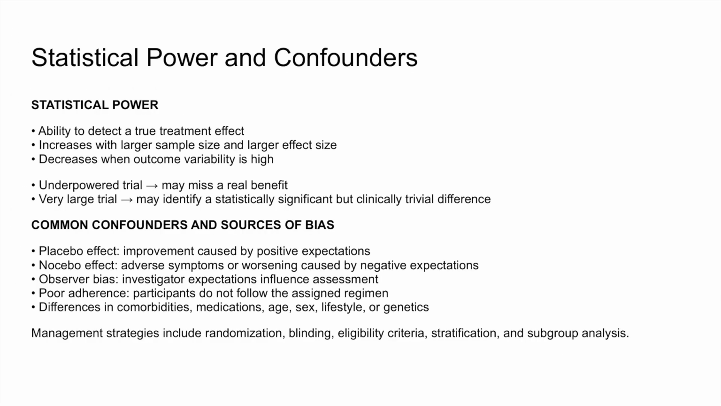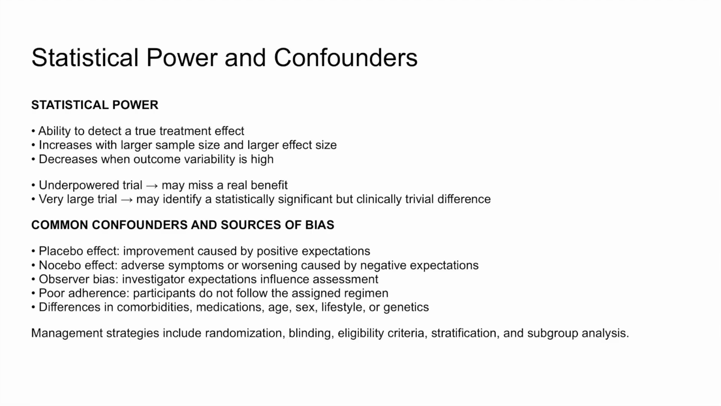So, statistical power is the ability of a study to detect a genuine treatment effect when one exists. Power generally increases with a larger sample size or larger treatment effect and decreases when outcome variability is high. An underpowered study may miss a real benefit. Conversely, an extremely large study may find a statistically significant difference that is too small to matter clinically.